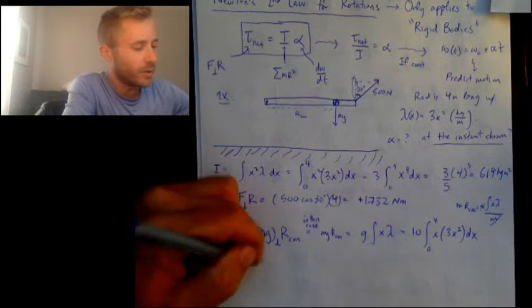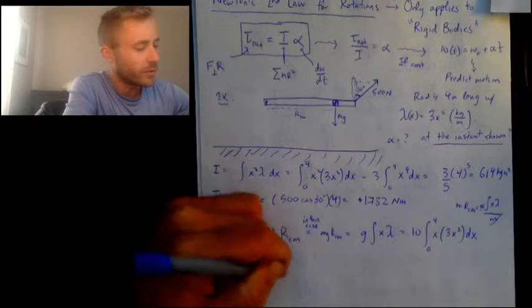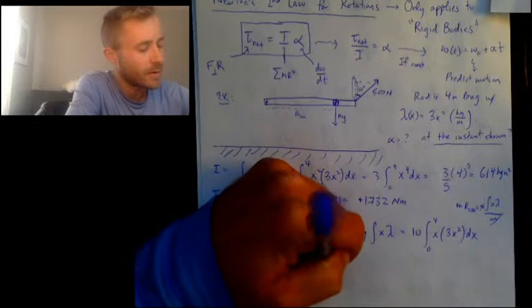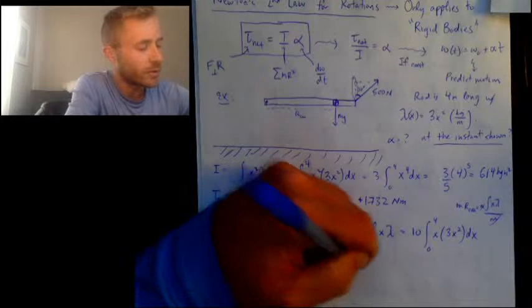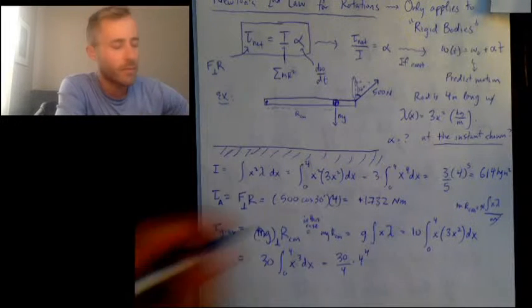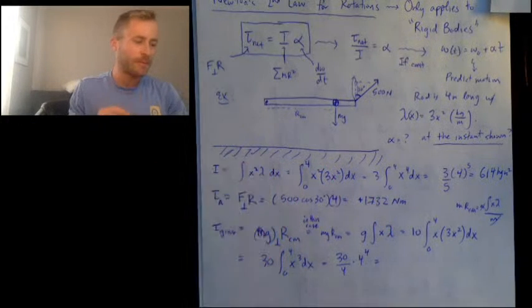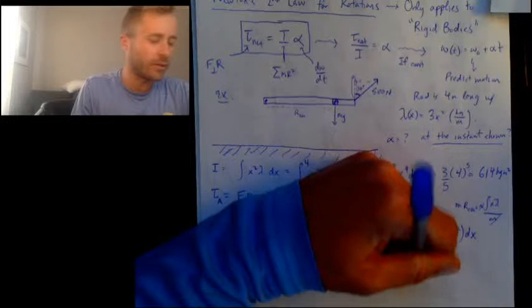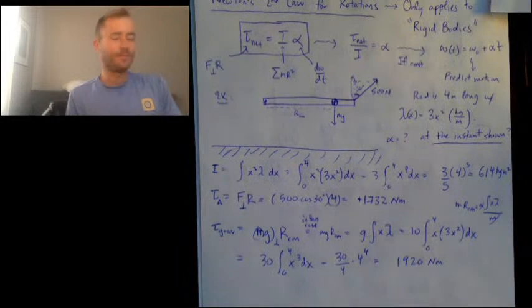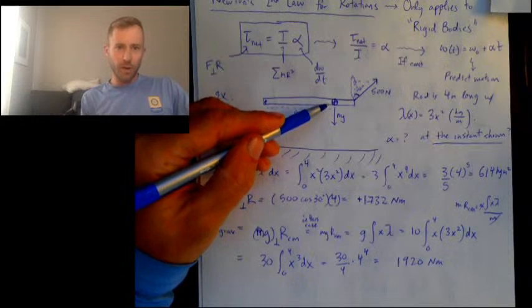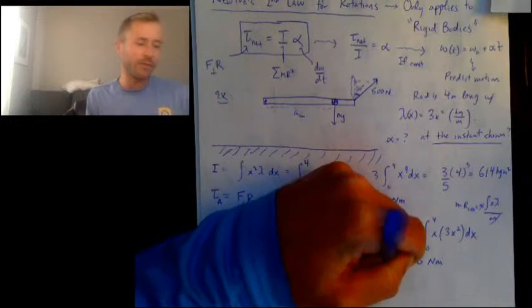So this is going to be 30 times the integral from 0 to 4 of x cubed. This is going to be 30 over 4 times 4 to the 4th, which is 1,920 Newton meters. Now, the gravitational torque is going to tend to rotate this rod in the clockwise sense, so it is a negative torque.